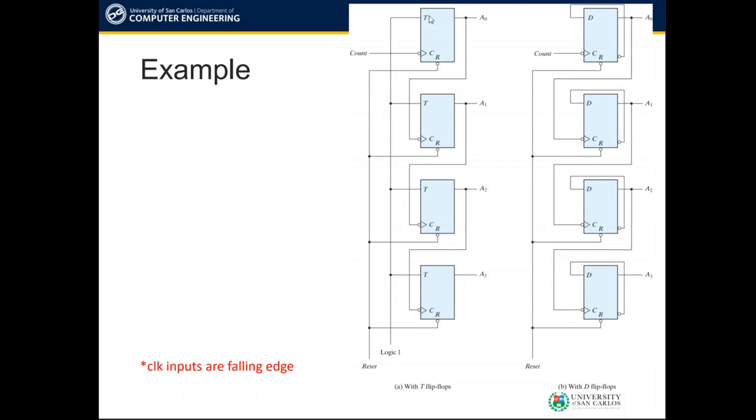Remember that the setup here is that the toggle or T input is logic 1, which means it toggles. Every time the clock pulse goes from high to low, or falling edge, it toggles the current value. And then we have here an asynchronous reset for when we want to reset the flip-flops. To demonstrate this further, I'll show you the circuit.